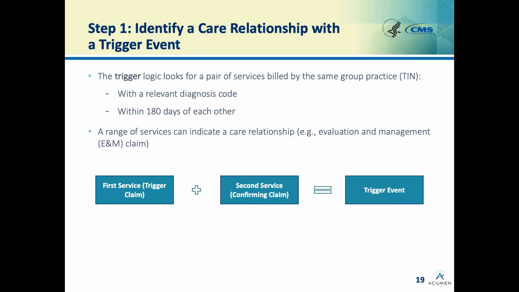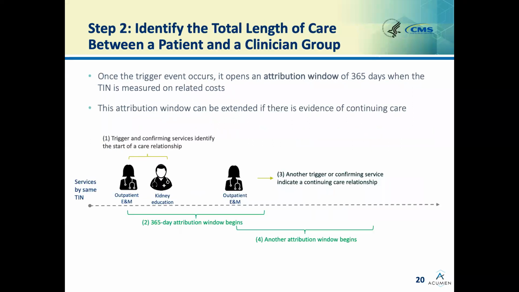Next slide, please. Since chronic conditions are by their nature ongoing, we identify the total length of this clinician-patient relationship by looking for additional services that indicate a continuing relationship. So the trigger event, the combination of those two services, opens an attribution window, and this can be extended if we see a claim that reaffirms continuing care. For these measures, that attribution window is 365 days. If there are multiple reaffirming claims, as shown here, each will have the effect of extending the total attribution window. Next slide, please.